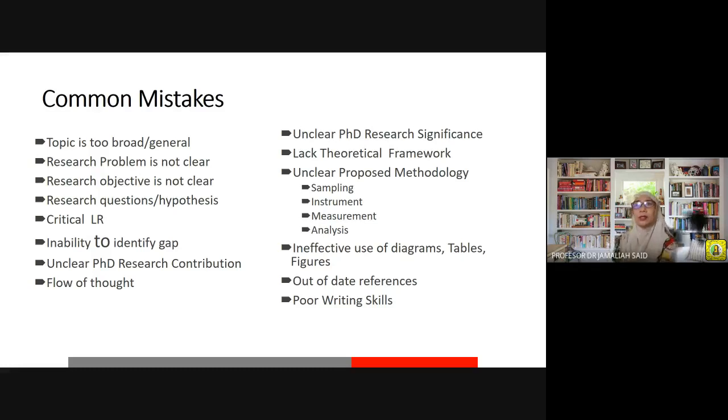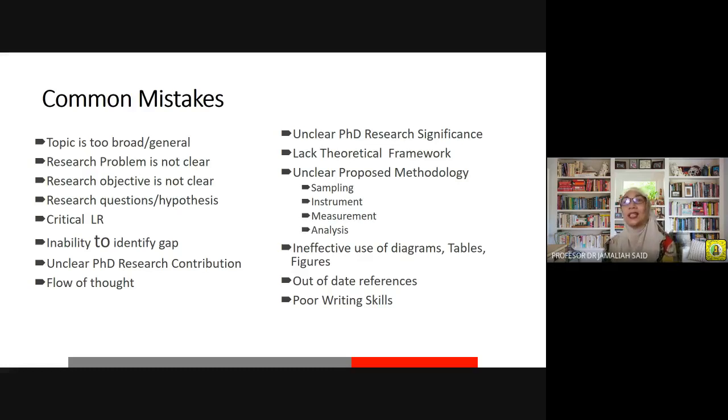So because these are linked between the title, linked to the problem, linked to the objective, and of course research objective is very much related to research question and research hypothesis. So because the problem is not clear, the objective becomes not clear, the research question is not clear, and there is no critical literature review. Your literature review tends to be very descriptive, article by article.